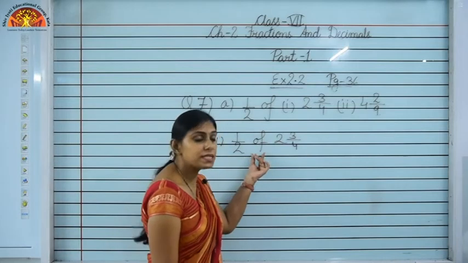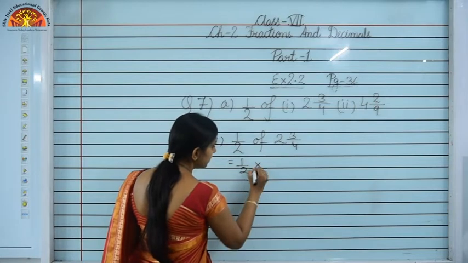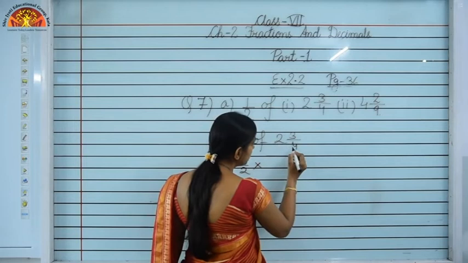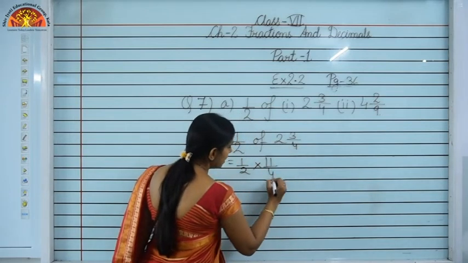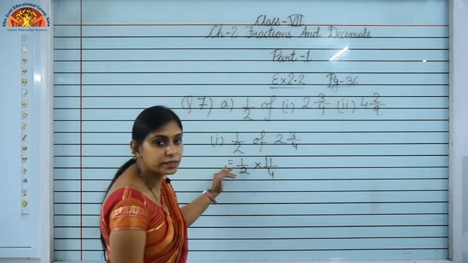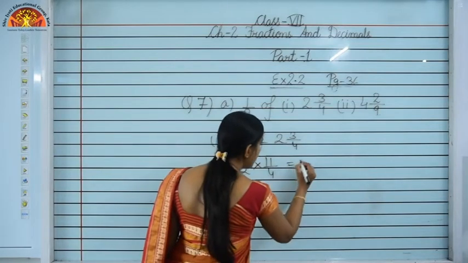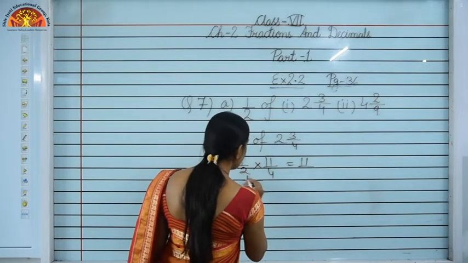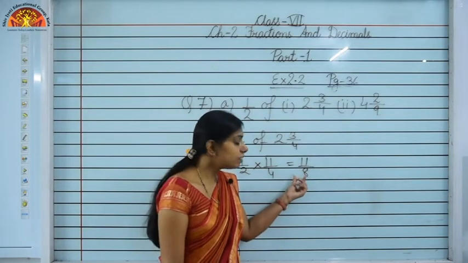As you know, of means into, so we can just write 1 by 2 into. Now you have to convert it into improper fraction. So yes, you know how to convert it. 4 2s are 8. 8 plus 3 is 11. So 11 upon 4. Now is it possible to do any simplification in numerator and denominator? No, we can't do any simplification. So we can just write the answer, that is 1 into 11 is 11 and 2 4s are 8. You can see children, again the answer is in an improper fraction.